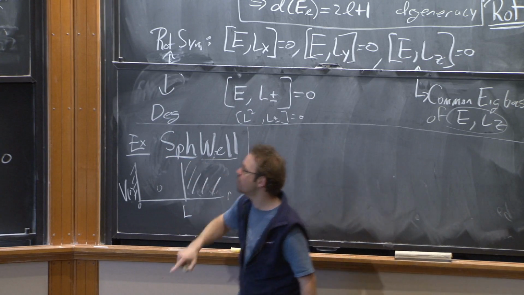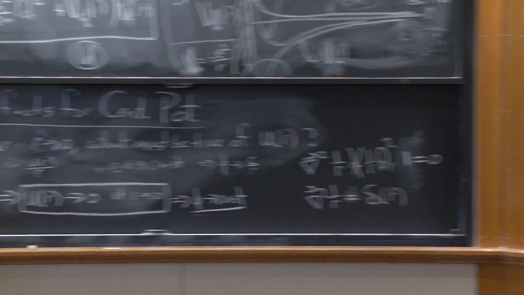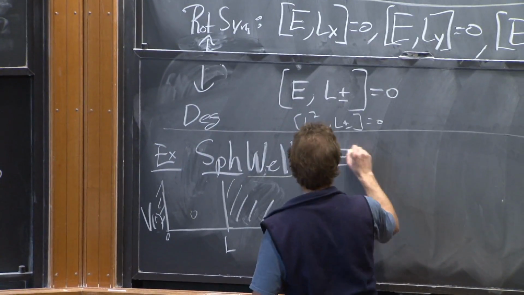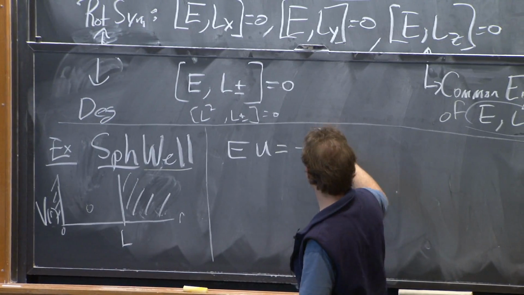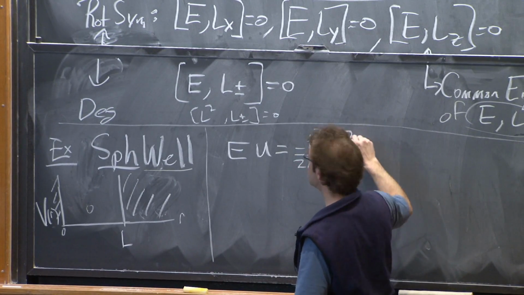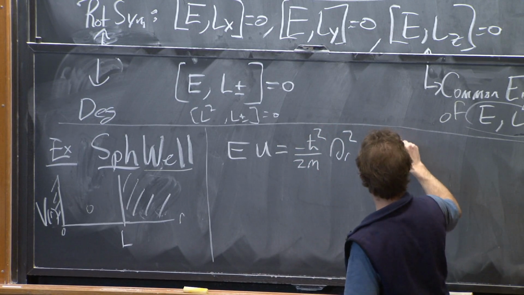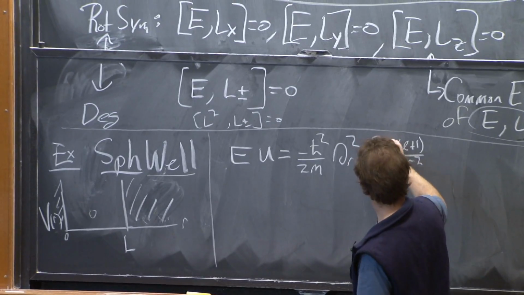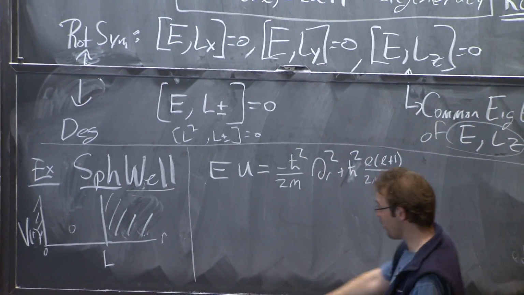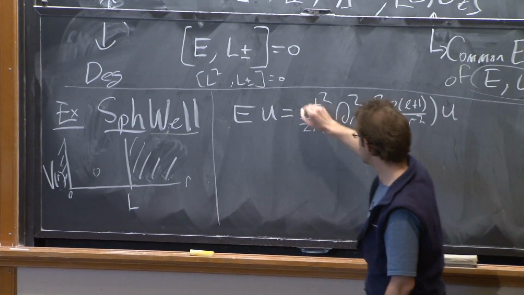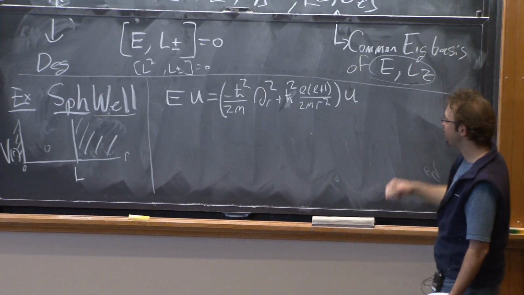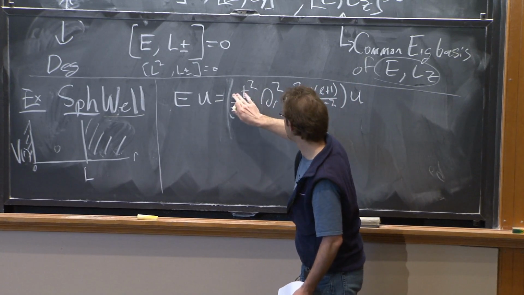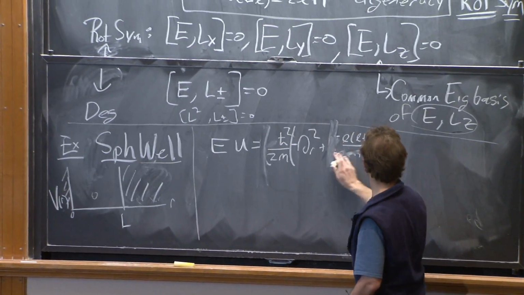In order to solve the system, the first thing we do is separate out with Ylm's, and then we rescale by 1 over r to get the function u, and we get this equation: E u is equal to minus h bar squared upon 2m d r squared, plus V effective, which is l(l plus 1) over r squared with a 2m and an h bar squared. The potential is 0 inside, so we can just write this. Let me pull out the h bar squared over 2m. It becomes minus l(l plus 1) over r squared.